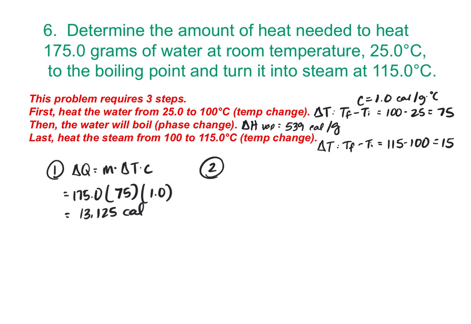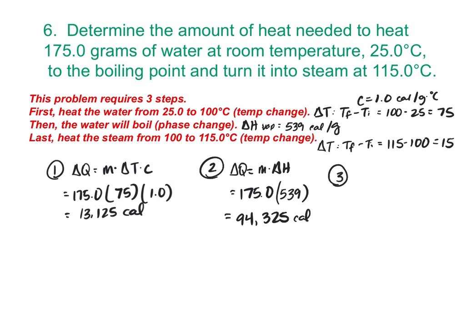The second segment then was the phase change. That's going to be the vaporization. Q equals M times delta H. 175 is my mass, that hasn't changed, and the delta H I'm choosing is the one for vaporization, 539. This equals 94,325 cals.